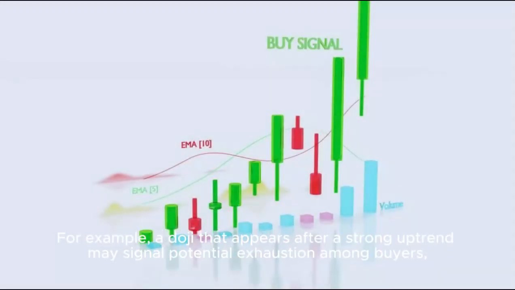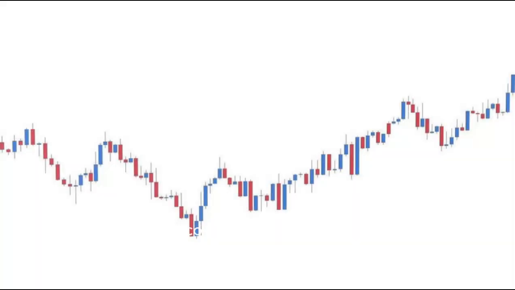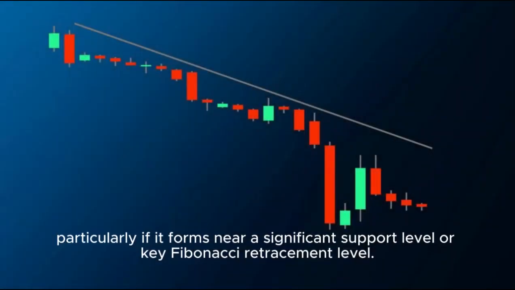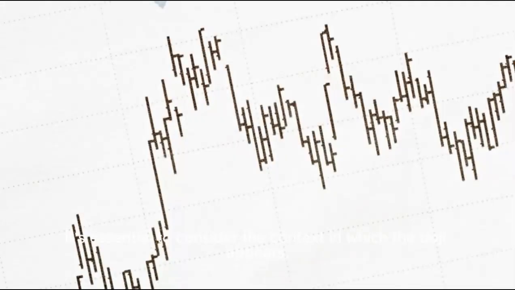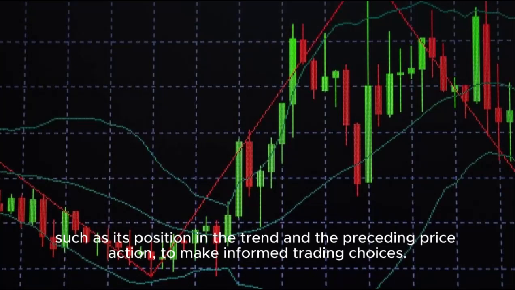For example, a doji that appears after a strong uptrend may signal potential exhaustion among buyers, especially if it's accompanied by high trading volume or overbought conditions on oscillators like the Relative Strength Index (RSI). Conversely, a doji after a downtrend could indicate weakening selling pressure and potential for a reversal, particularly if it forms near a significant support level or key Fibonacci retracement level. It's essential to consider the context in which the doji appears, such as its position in the trend and the preceding price action, to make informed trading choices.